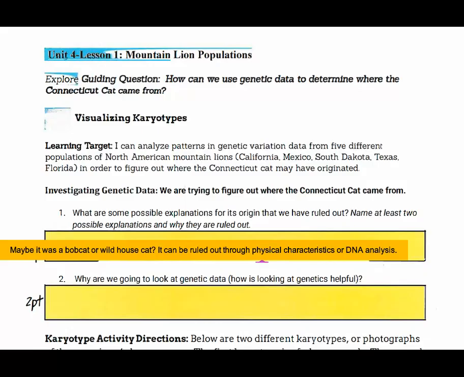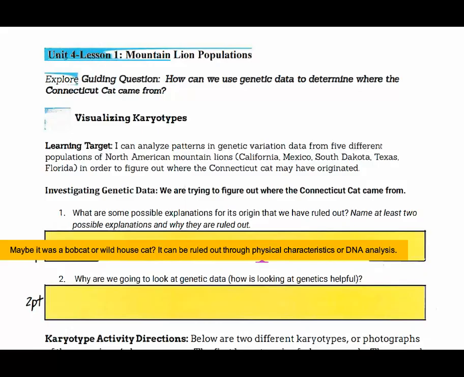So why is that important? Why is DNA analysis important? When you think about it, in real life, people have paternity tests done to make sure said child is really the child of a specific mother and father. What are they looking at? They're looking at DNA analysis.